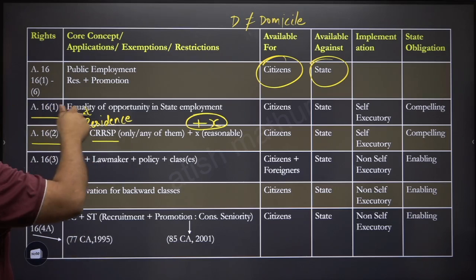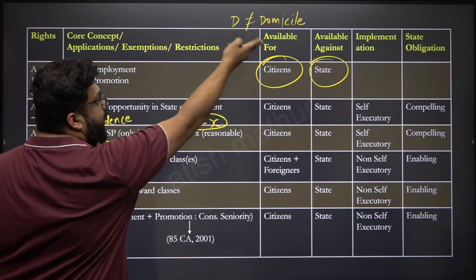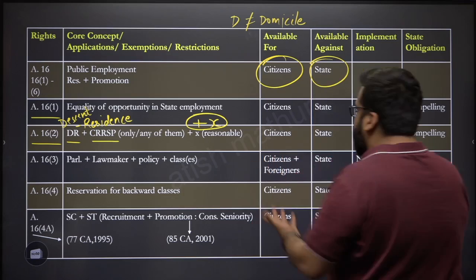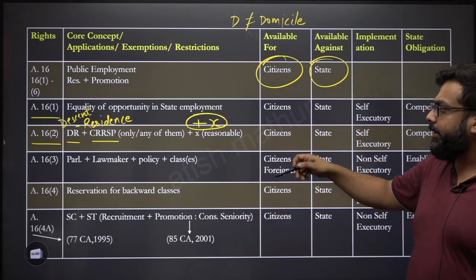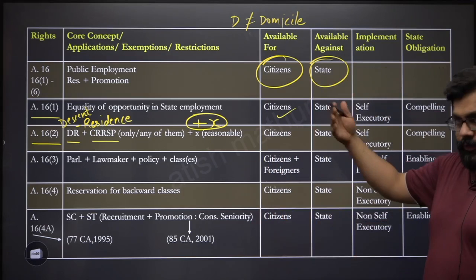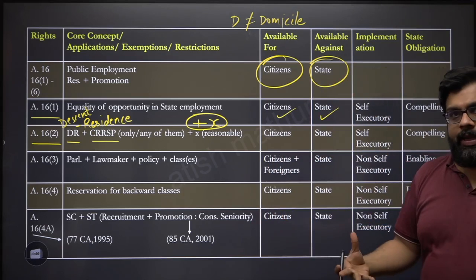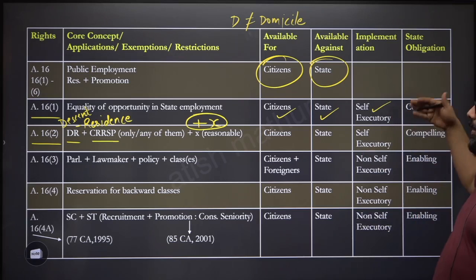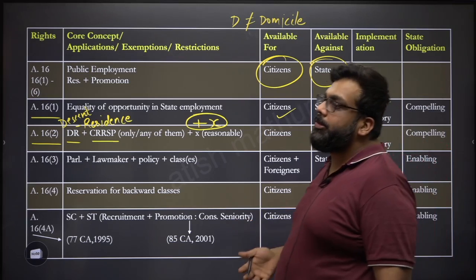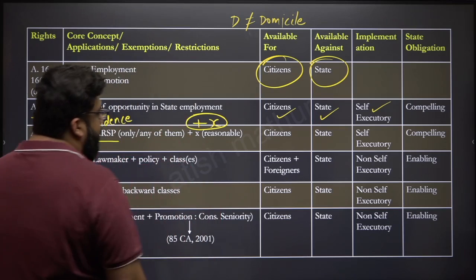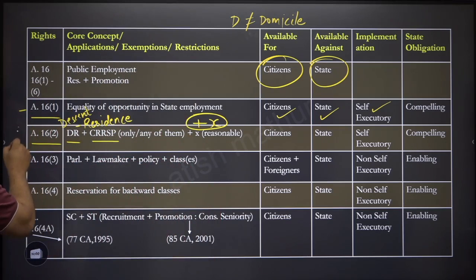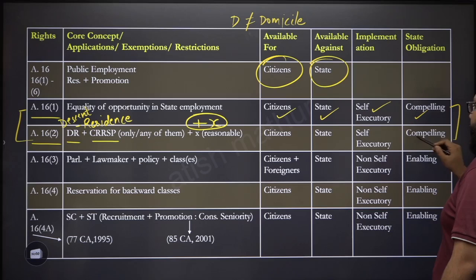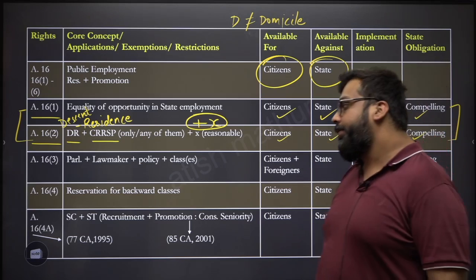So again, in fact, this idea of having a domicile criteria is implicitly mentioned in the forthcoming articles as well. Now, of course, this is again the same thing. It's a full-fledged article, 16 Clause 1, available against the citizens, for the citizens, against the state. This is again a comprehensive, self-sufficient article within itself, so it is self-explanatory, and the government has to ensure that there are no laws or no institutional mechanisms which are violating these provisions of 16 Clause 1 and 16 Clause 2. They are self-executory and they're also compelling. So both of them have the exact same characteristic phenomena, right?